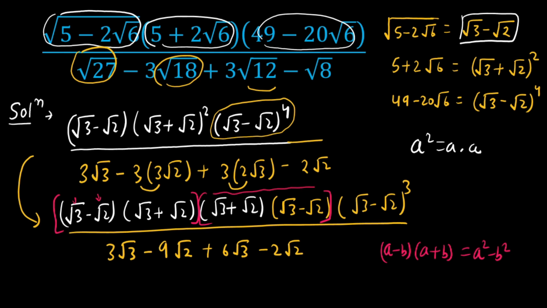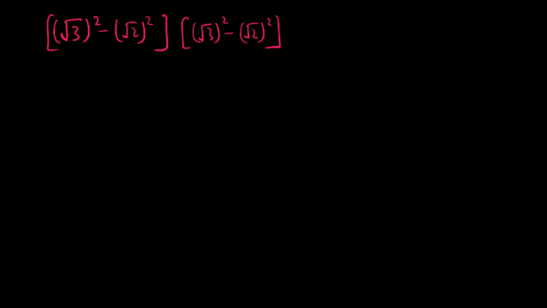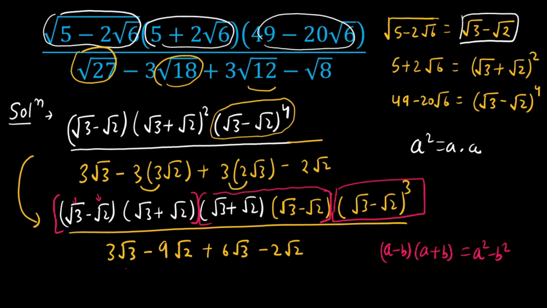And here again apply this rule, then we can say again square root of 3 whole square minus square root of 2 bracket power 2 and square root of 3 minus square root of 2 whole power 3, and divided by, in the denominator, 3 times square root of 3 plus 6 times square root of 3, this is the same as 9 times square root of 3.